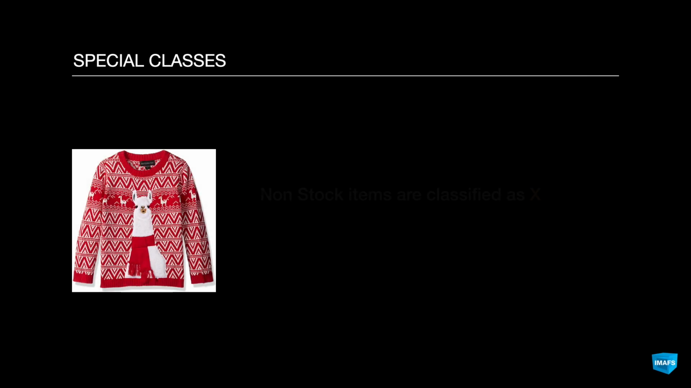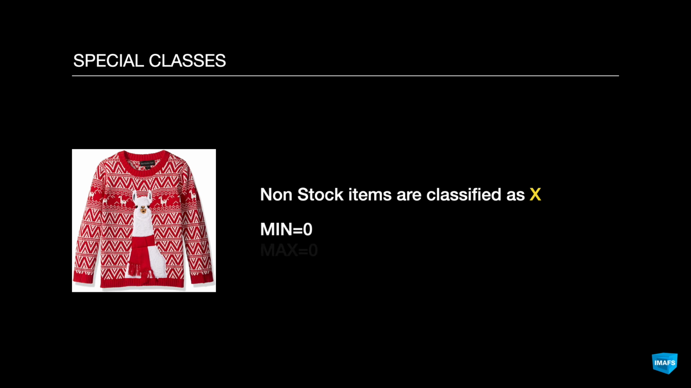Many of us have non-stock items. The items are listed in our inventory, in our listing, but we don't want to keep them in stock. So basically, those items are with a min of 0, max of 0. We don't want to have them in stock, but because they exist in our list, we can order them very easily.